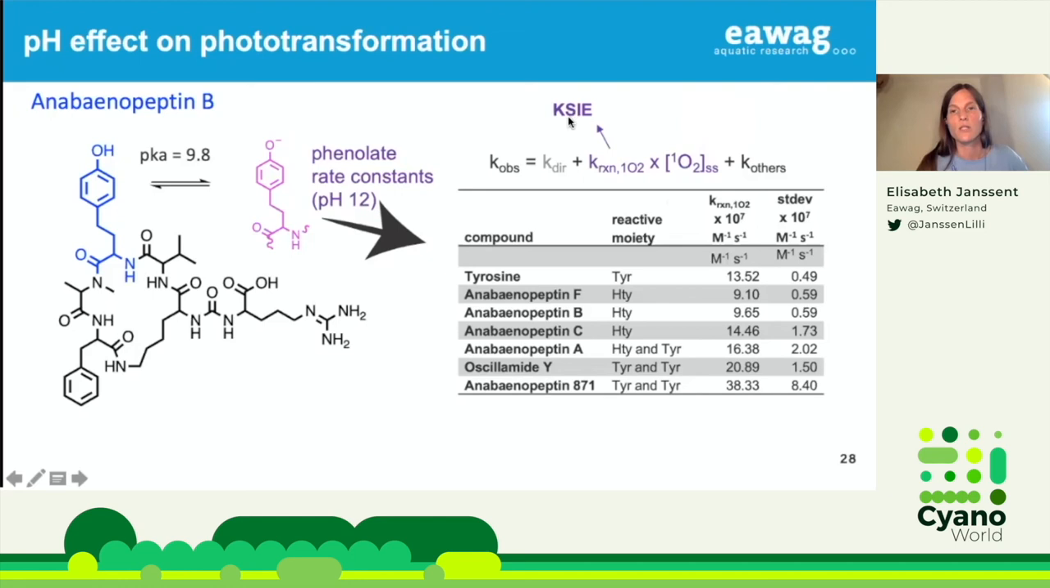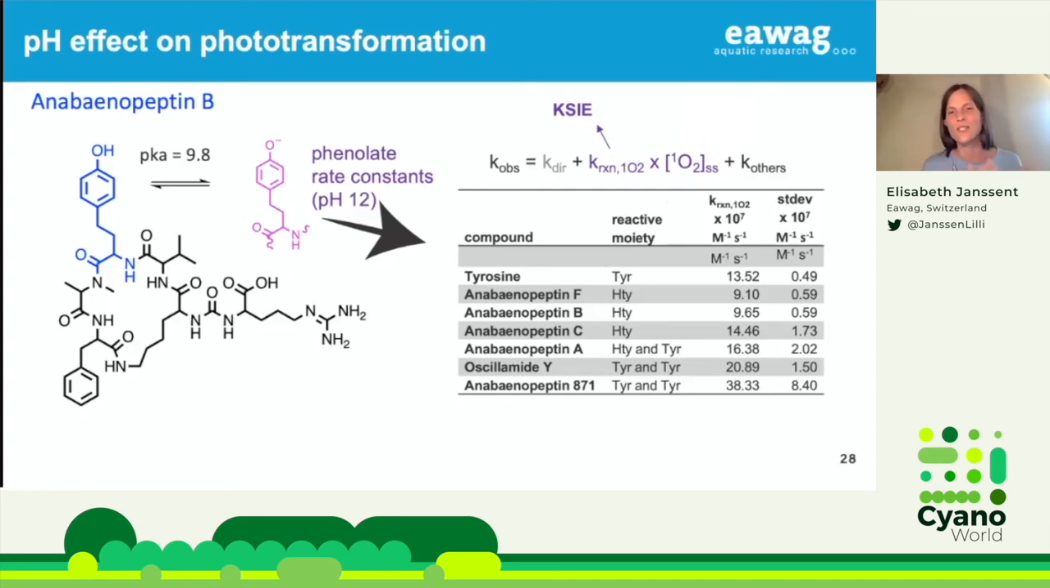So here we use the kinetic solvent isotope effect method, studying the kinetics in H2O and D2O. It's a standard method in photochemistry to measure these bimolecular rate constants. And we did this only for the phenolate form because we already proved that this is the reactive moiety. For the seminar today, I stop here on the photochemical details.